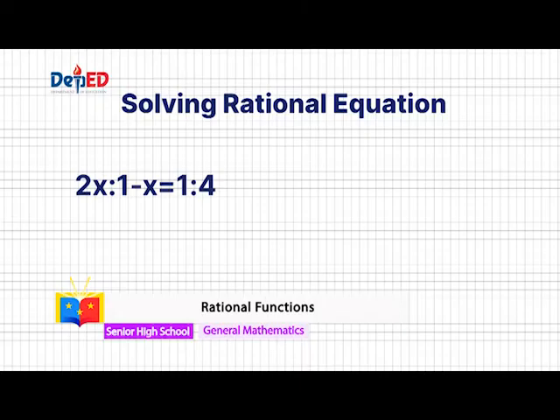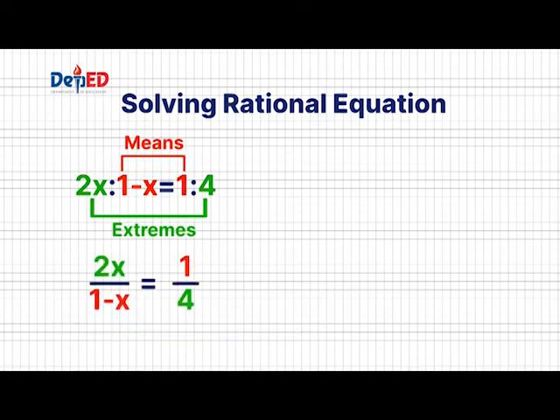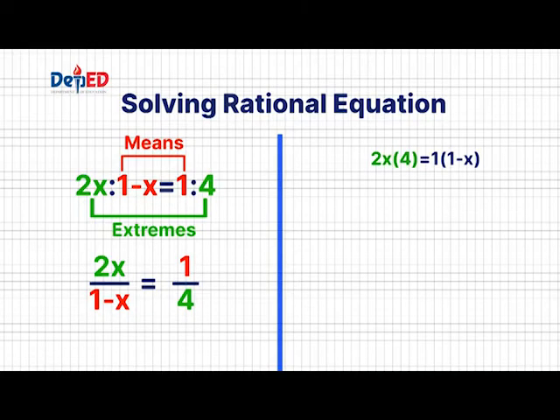And recalling our lesson in proportion, the product of the means is equal to the product of the extremes. In here, we may have 2x times 4 equals 1 times the quantity 1 minus x. 2x times 4 is 8x, and 1 times 1 minus x is 1 minus x. We'll have 8x equals 1 minus x. Let us solve for x.